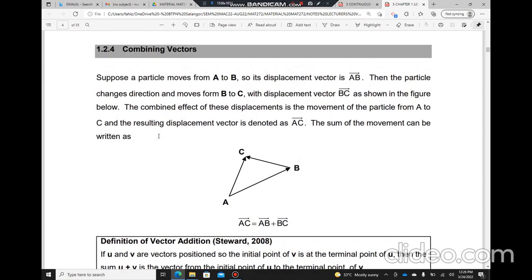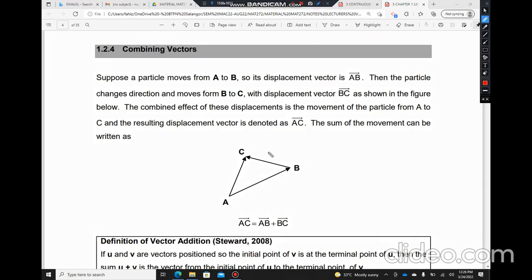Okay, next is combining vector. Suppose a particle move from A to B, so its displacement vector is AB. So kalau kita ada AB kat sini, we have a vector AB, then the particle change direction and move from B to C with displacement vector BC as shown in the figure below. The combined effect of this displacement is the movement of the particle from A to C and the resulting displacement vector is denoted as AC. The sum of the movement can be written as AC equals to AB plus BC. Okay, so yang ni adalah combining vector.